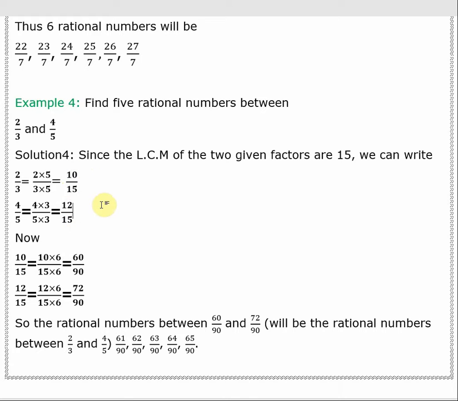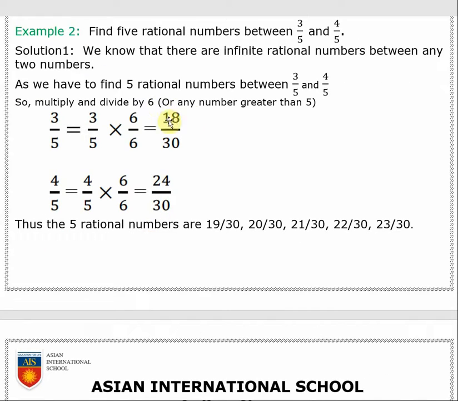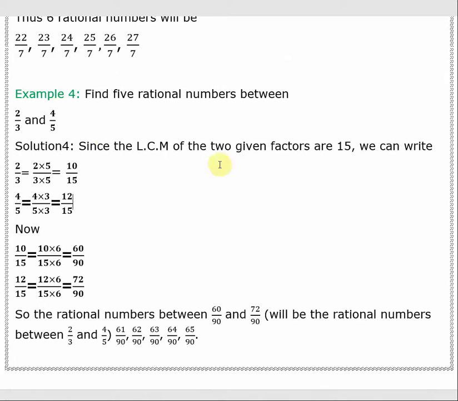Now once we have got the denominators the same, we can apply the previous formula of multiplying with the number greater than the required numbers. That is, since we need 5 rational numbers, we will multiply with 6. That means 10 by 15 will be multiplied by 6 by 6 and 12 by 15 will also be multiplied with 6 by 6. So if we do that, then 10 into 6 is 60, 15 into 6 is 90. So 10 by 15 is 60 by 90, and 12 by 15 is 72 by 90.